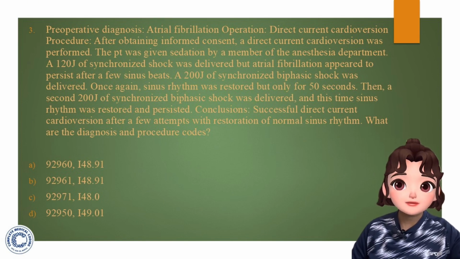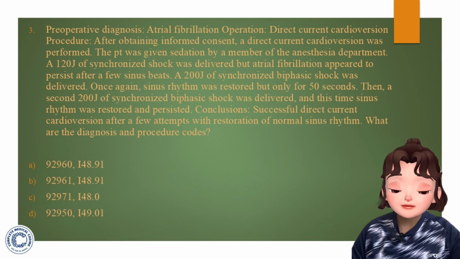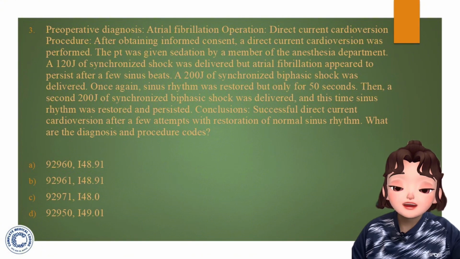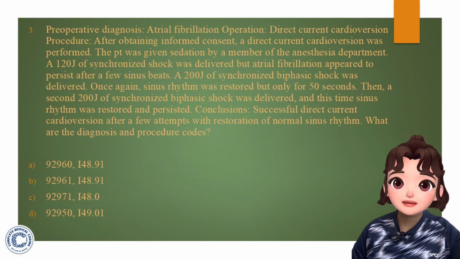Now you can check the CPT codes: 92960 or 92961. What is 92960? Cardioversion, electrical conversion of arrhythmia, external. And 92961 is the same description, internal. So what is done here? Is it external or internal? How can you identify that?